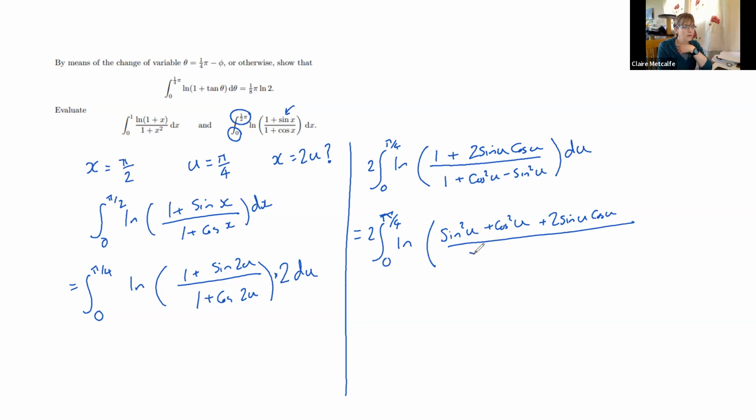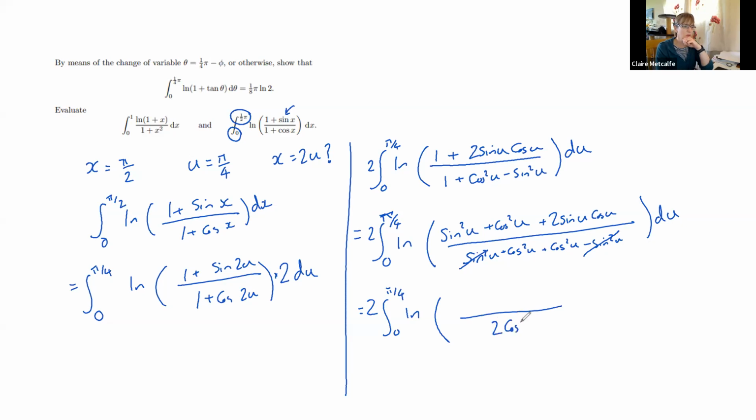And I'm going to do the same on the bottom. Sine squared u plus cos squared u plus cos squared u minus sine squared u. And now I'm quite confident that I've picked the right thing to do with cos 2u, because now my sine squareds cancel, and things that cancel are always nice. Okay. So on the bottom we've got 2 cos squared u.